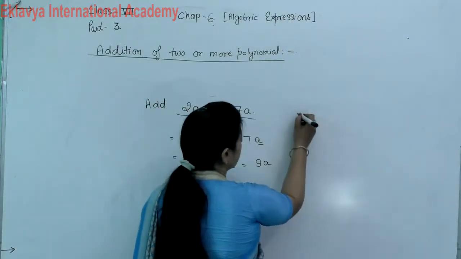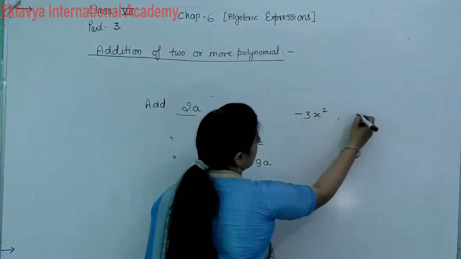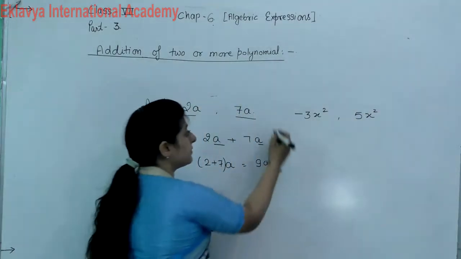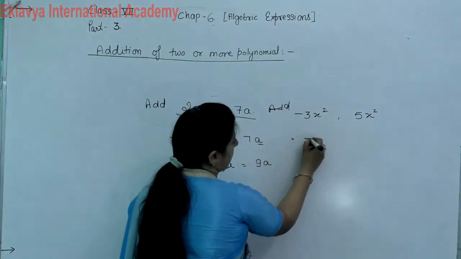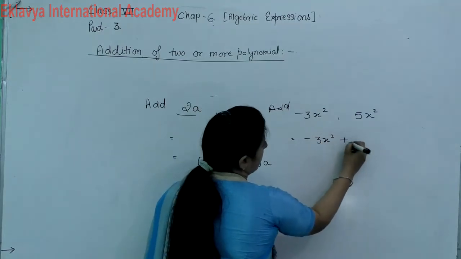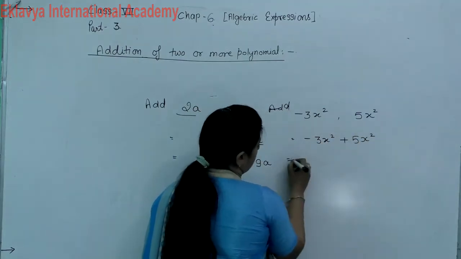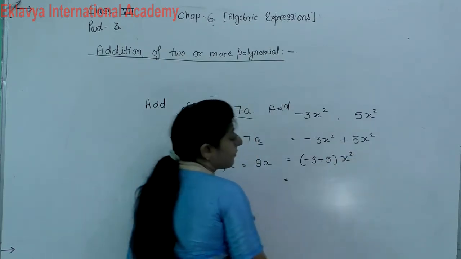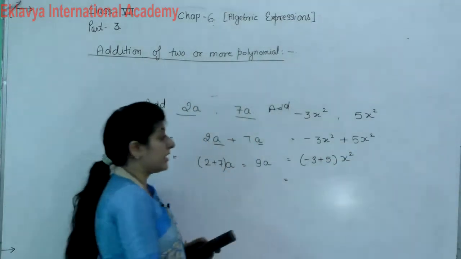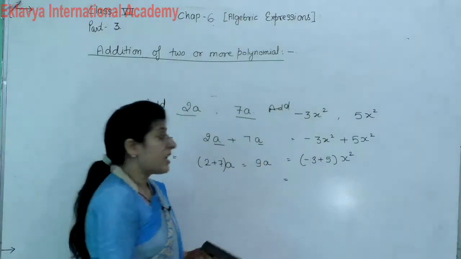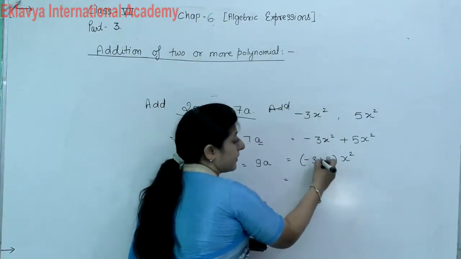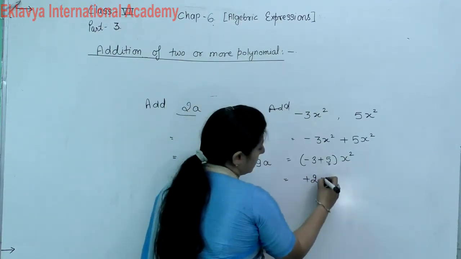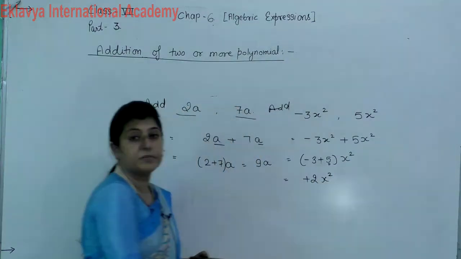Another example: suppose it is given to you, minus 3x square, add 5x square. Then minus 3x square plus 5x square is minus 3 plus 5 into x square. Minus 3 plus 5 means plus and minus signs, and the greater number has the positive sign, so your answer will come in plus, and 5 minus 3 is 2x square.